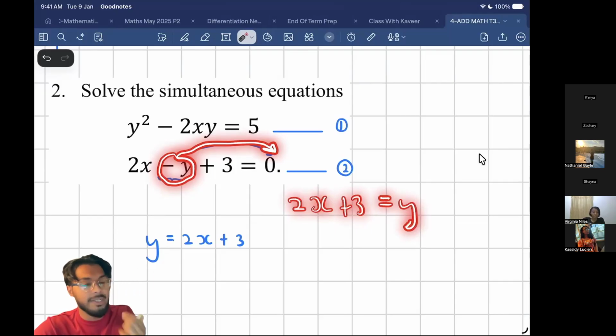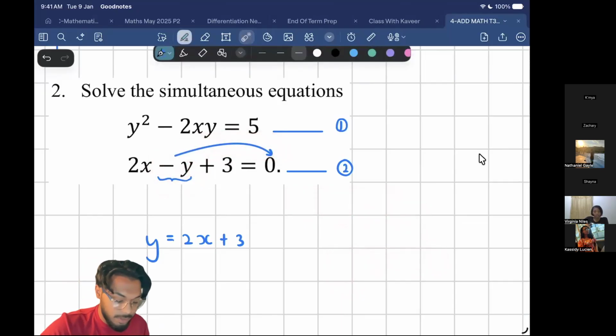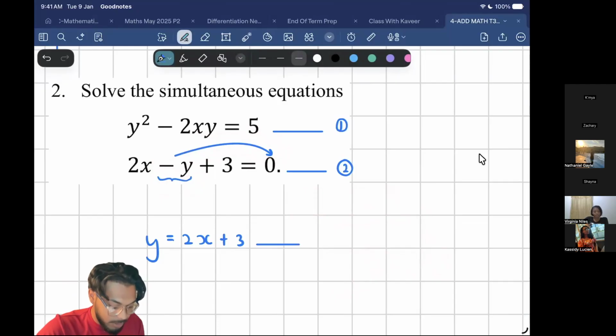You have 0, right? 0 means that there's nothing on your right-hand side. So if you take minus y and you move it across, the only thing on the right-hand side now is positive y. So you have 2x plus 3 is equal to y. This is equivalent to y is equal to 2x plus 3. Nice. So you have a third equation now.